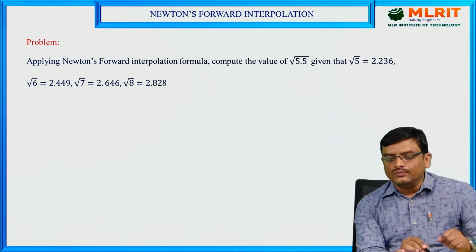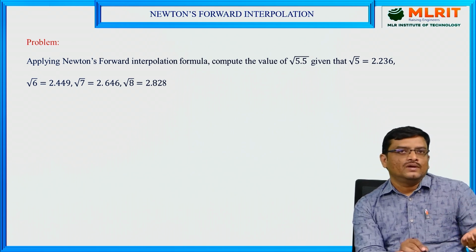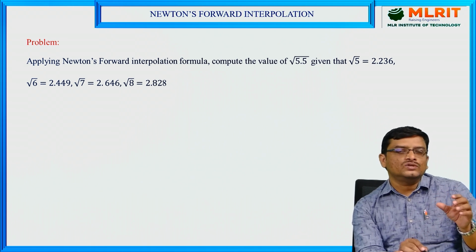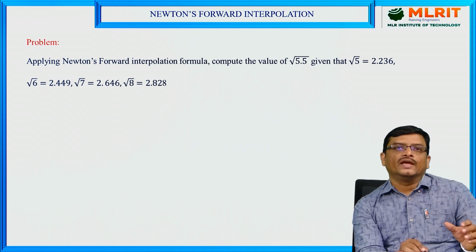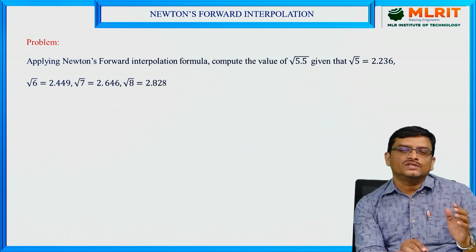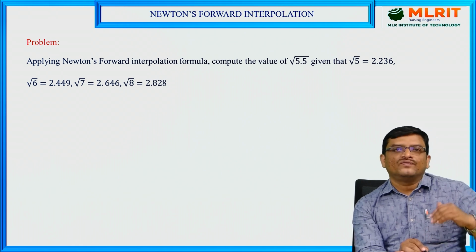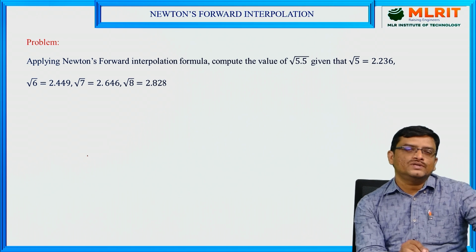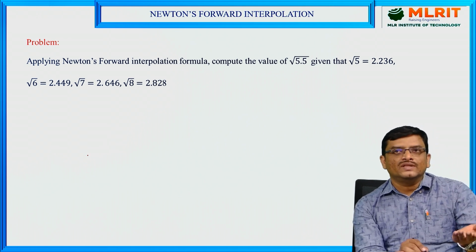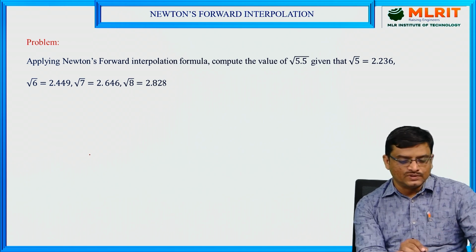Now let us take one more example here. In the previous problem, he has given the table directly. Now here in this problem, he has given individual values, and by using these values we have to construct the table data, then go to the forward difference table, and then we can use Newton's forward interpolation formula. So the difference between this problem and the previous problem is, in the previous problem he has given the data in a tabular column, and here he has given the data individually. That is the main difference between the two problems.